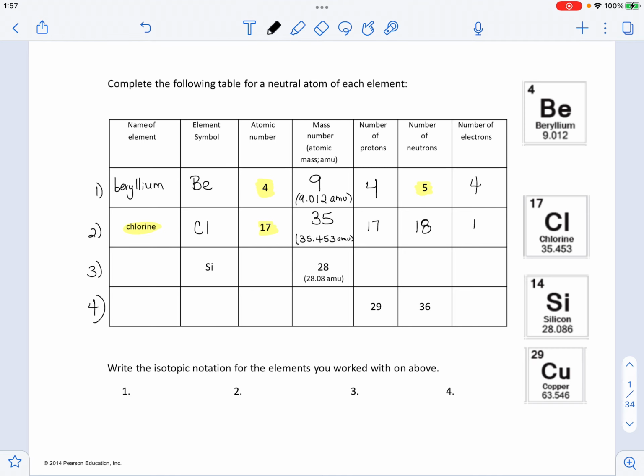Let's now review the last topic that we talked about in lecture, which was based on the information that is given in each one of the boxes of the periodic table, how do we derive the information for the number of protons, the number of neutrons, and the number of electrons for a particular element? So when we look at the box for each of the elements in the periodic table, we see that there is a digit on top of the element symbol.